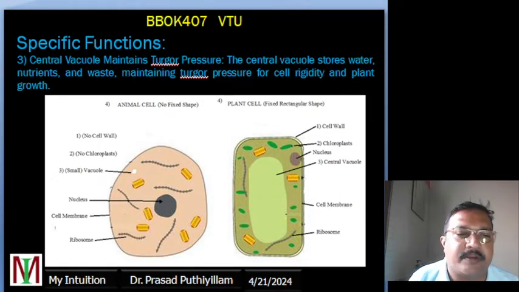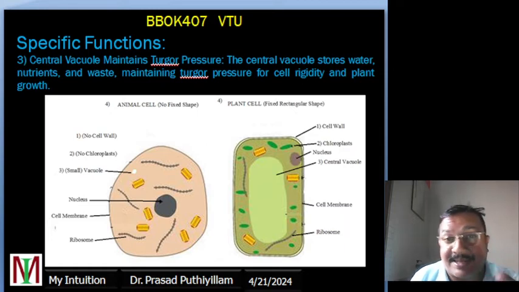Then comes the central vacuole. The central vacuole maintains the so-called turgor pressure. The large central vacuole acts like a multi-purpose storage unit. It's a water reservoir for the plant cell. It holds the nutrients needed for the plant to grow. It also collects the waste products which are produced. The vacuole also plays a very crucial role in maintaining turgor pressure, which is a water pressure inside the cell.